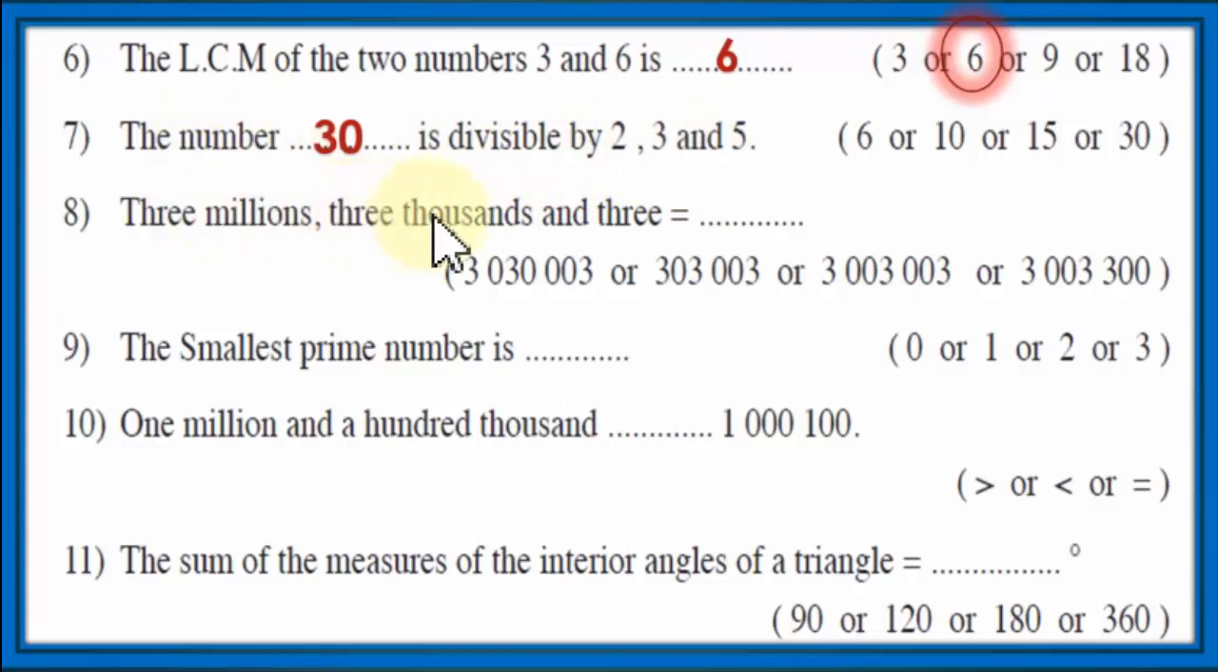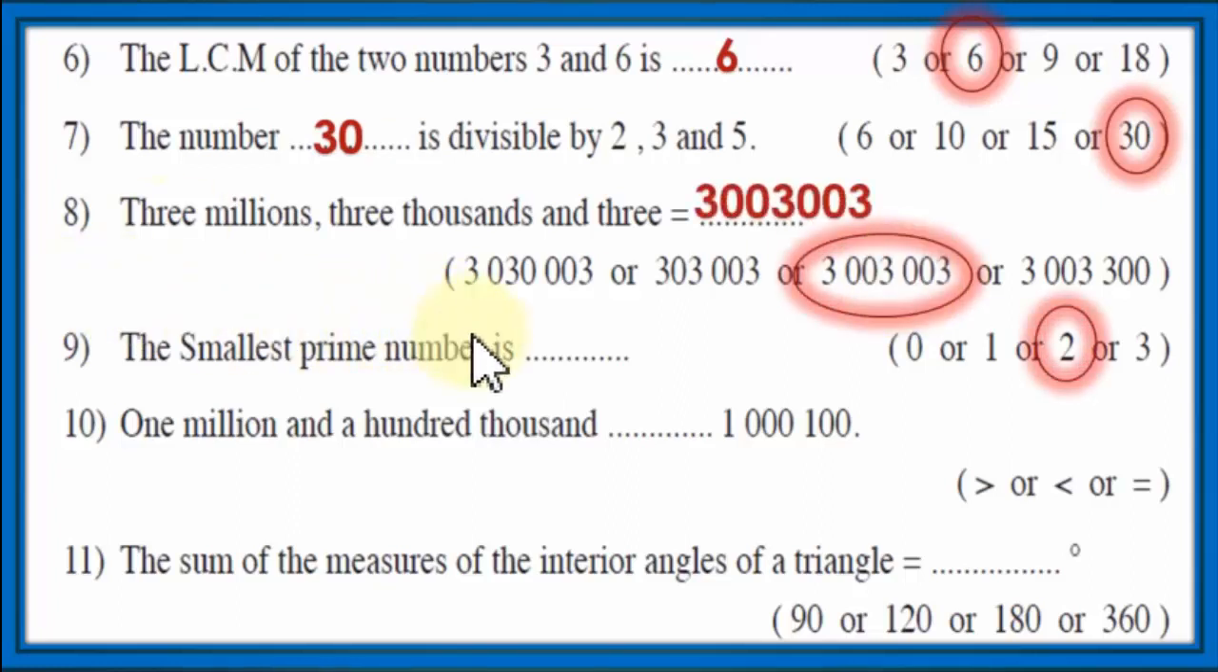3 millions, 3 thousands, and 3. Put 3 in millions place and another 3 in thousands place and 3 in ones or units. So don't forget to put 2 zeros in tens place and hundreds place and another 2 zeros in 10,000 place and 100,000 place. So the number is 3,003,003.